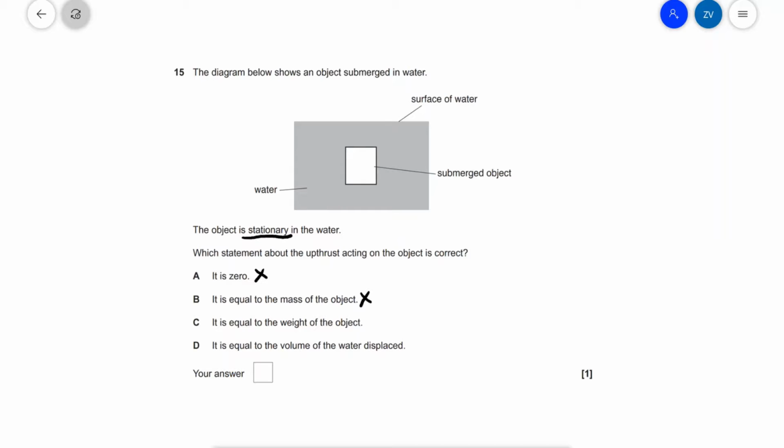It is equal to the weight of the object. Well, that has to be true because the object is essentially stationary, so it's going to have two forces which are equal and opposite. One is upthrust, the other one is the weight.